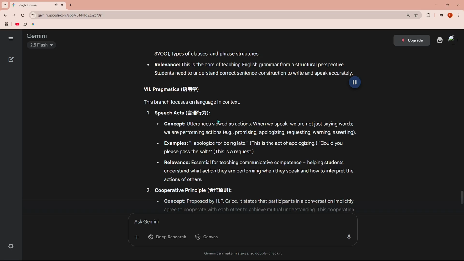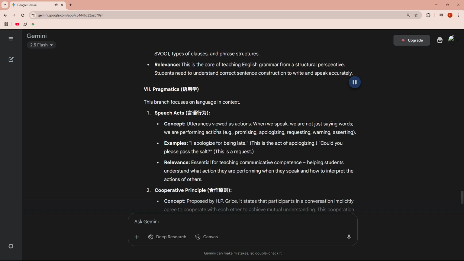1. Speech acts. Concept. Utterances viewed as actions. When we speak, we are not just saying words, we are performing actions, e.g., promising, apologizing, requesting, warning, asserting.